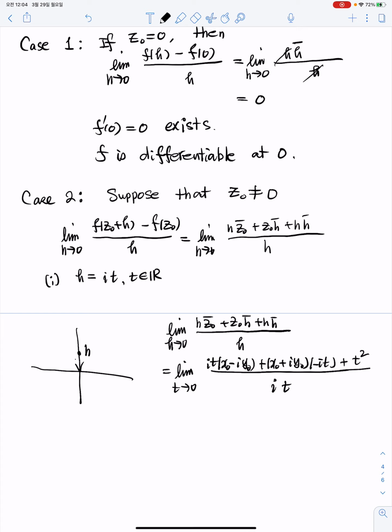Then what do I have? In the limit, the it terms cancel out. When t goes to 0, you have x0 minus iy0, and then minus x0 plus iy0, and the other term equals 0.